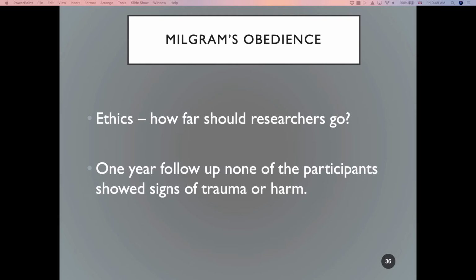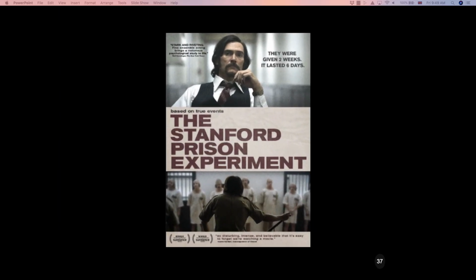What I will say is, in a 1-year follow-up of the participants, those who were the teachers, those who were administering what they thought to be an electric shock, did not show any signs of trauma or harm, even though they were administering electric shocks that, in reality, could have killed that individual.